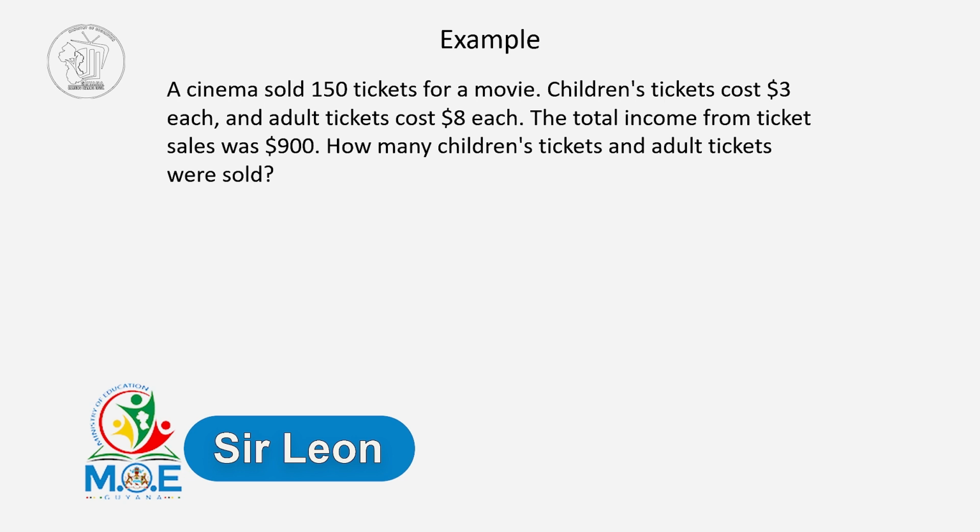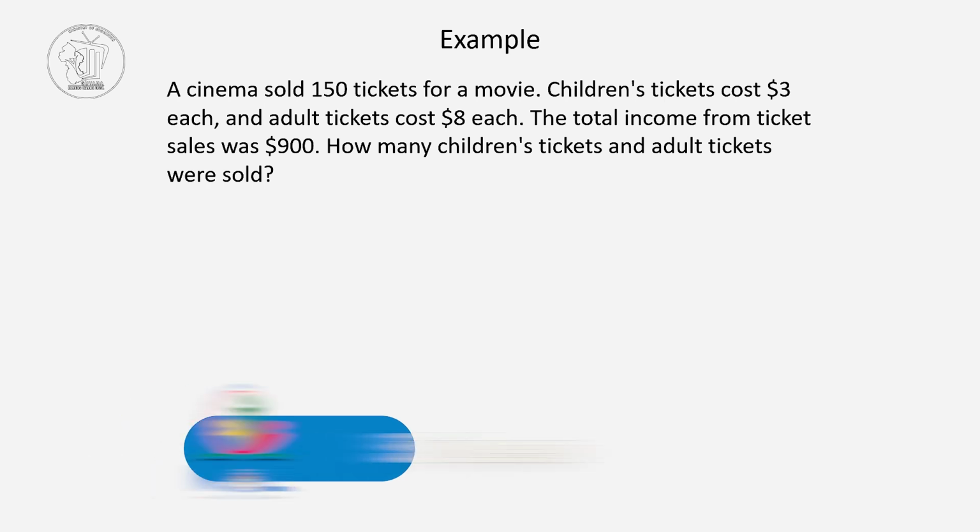This question says, a cinema sold 150 tickets for a movie. Children's tickets cost $3 each and adults tickets cost $8 each. The total income from the ticket sales was $900. How many children's tickets and adults tickets were sold? So they want to find how many tickets were sold.